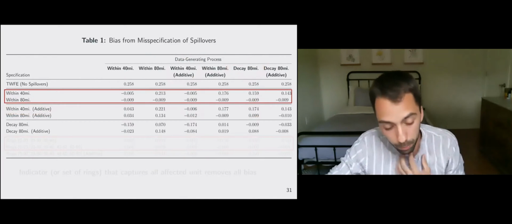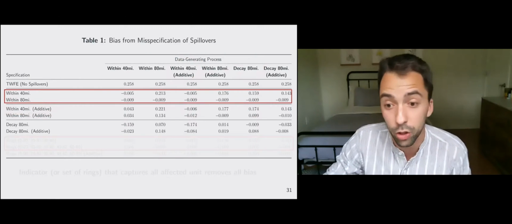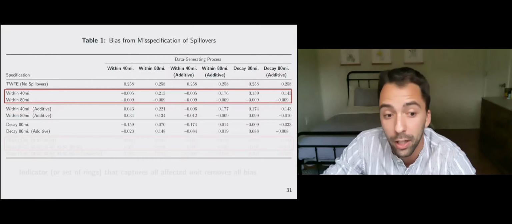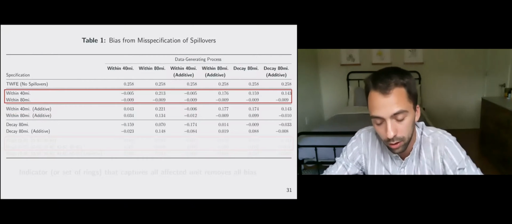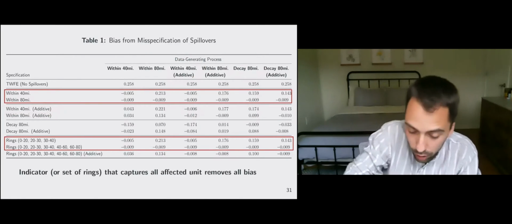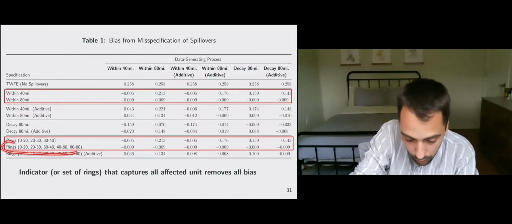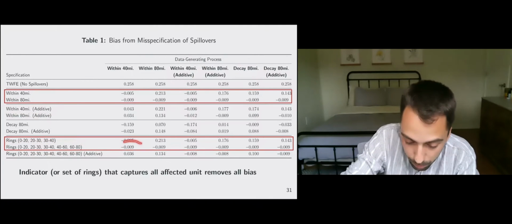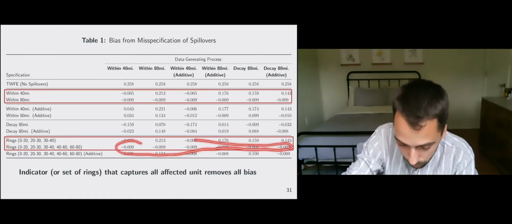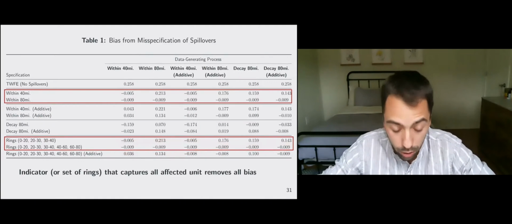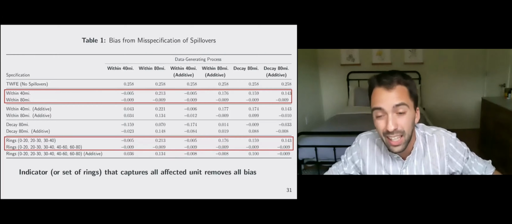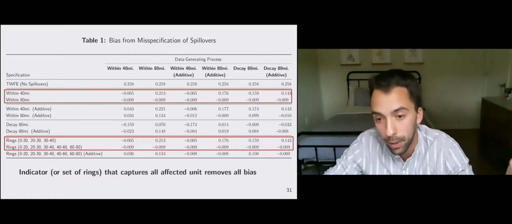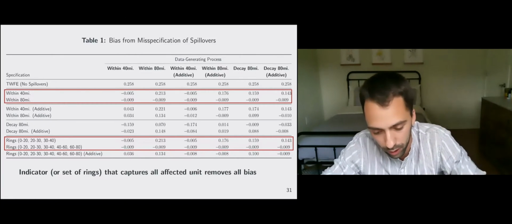One of the points of this paper is that you don't have to accurately estimate the exposure mapping if you just want a good estimate of the direct effect. You just need these withins. The same thing is true of rings. Because the rings add up to the within indicator, you still have this bias removal property that we like. So an indicator or a set of indicators, so long as they capture all the affected units, will remove all bias. And this is just illustrative.